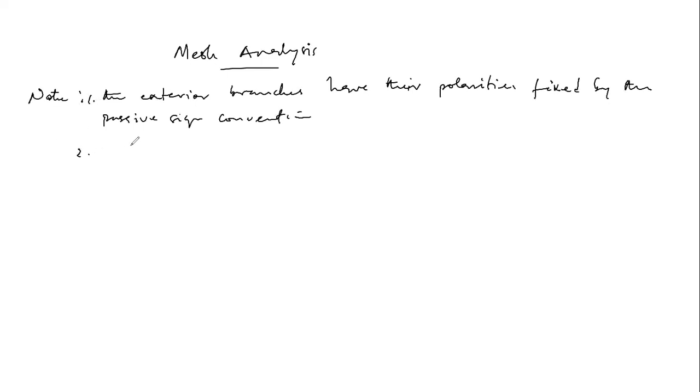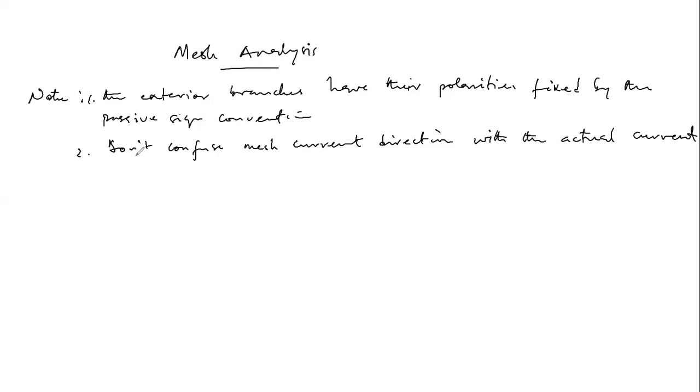That's the first point. The second point is that mesh currents are strictly used for analysis because currents do not actually flow in the manner presented by mesh current directions, okay? So don't confuse mesh current direction with the actual current direction in the circuit.